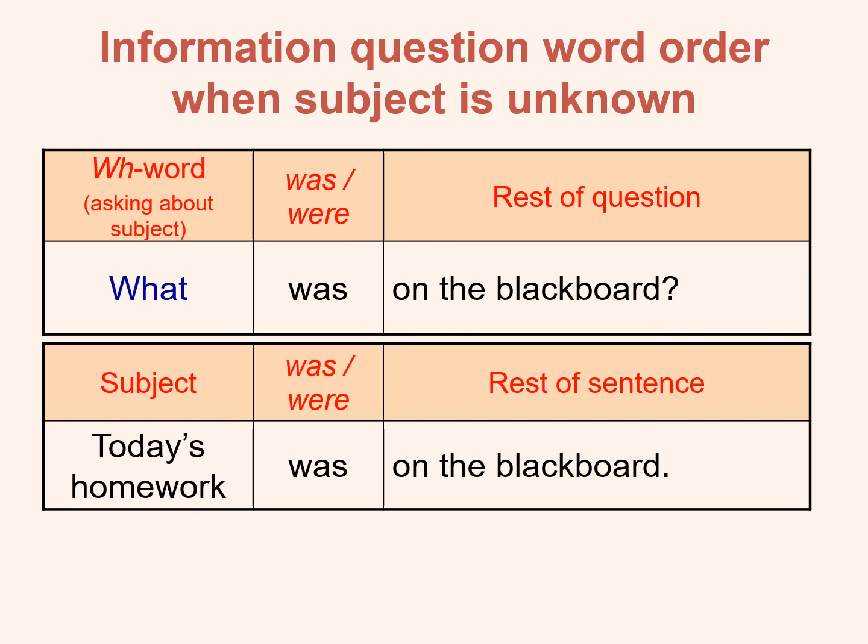So we see the question, what was on the blackboard, has the same order as the answer, today's homework was on the blackboard. So keep in mind that although usually we get was or were and then the subject, in information questions where we don't have a subject, we cannot do that because we don't have the subject.